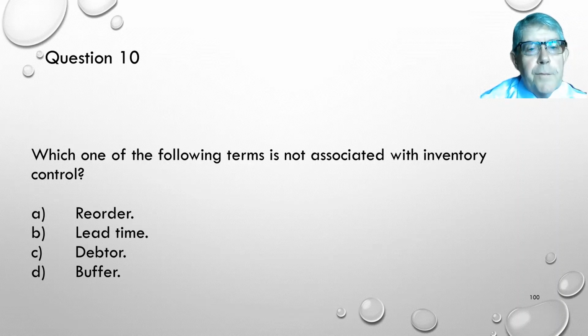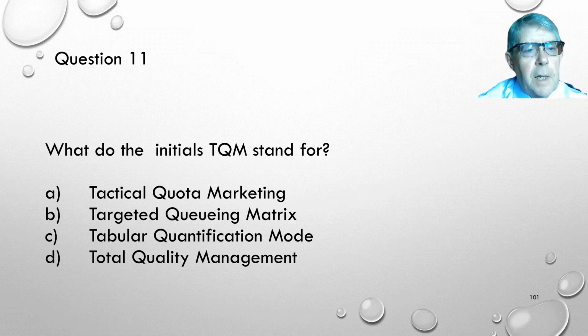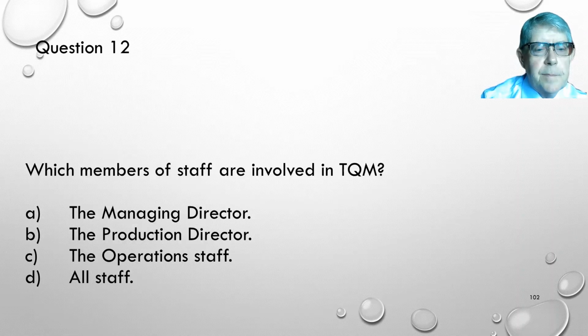Question 10. Which one of the following terms is not associated with inventory control? A, reorder, B, lead time, C, debtor, D, buffer. Question 11. What do the initials TQM stand for? A, tactical quota marketing, B, targeted queuing matrix, C, tabular quantification mode, or D, total quality management? Question 12. Which members of staff are involved in TQM? A, the managing director, B, the production director, C, the operations staff, or D, all staff?